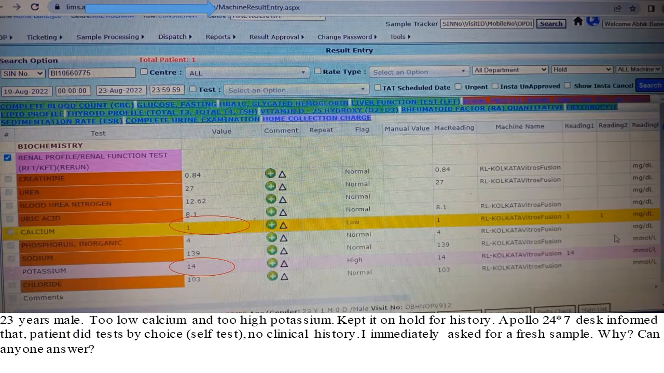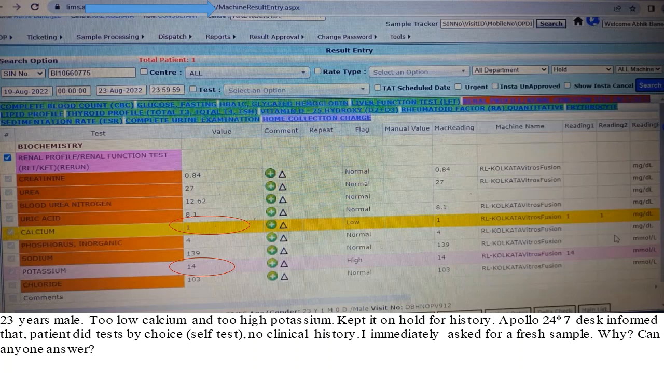So these are real-time examples where you can see that the calcium was very, very low in a young adult patient who is otherwise healthy. All parameters are okay except calcium is 1 and potassium is 14. So what is happening here? It turned out the phlebotomist later accepted that in the EDTA tube there was no adequate blood. There were multiple tests in this patient.